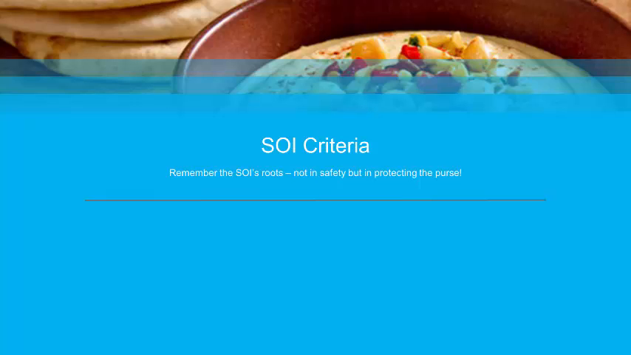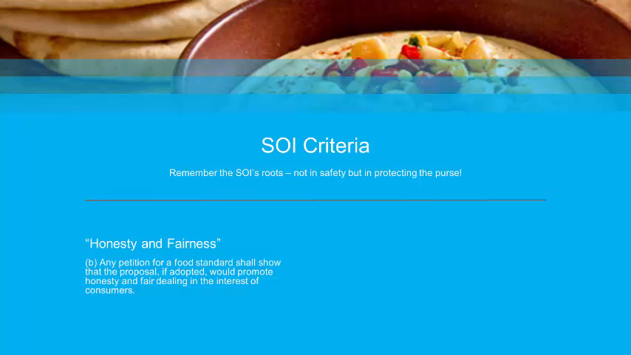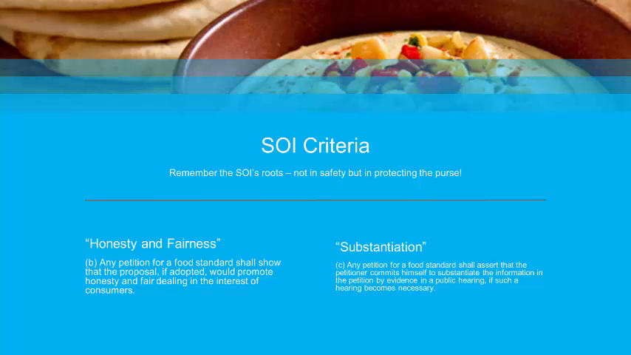That was the concern that Congress had when it passed the SOI framework in the statute, and that's been the overarching concern ever since. And so here we're not looking at safety, we're looking at protecting people's purse. We're looking at protecting people from economic harm. And so it's not surprising to see that the SOI criteria is very generic and focused on honesty and fairness. It wants to make sure that this food standard that's going to be out there is going to make very clear to people what the food product is and what its ingredients are. The only other element that we have to provide in requesting an SOI is substantiation.